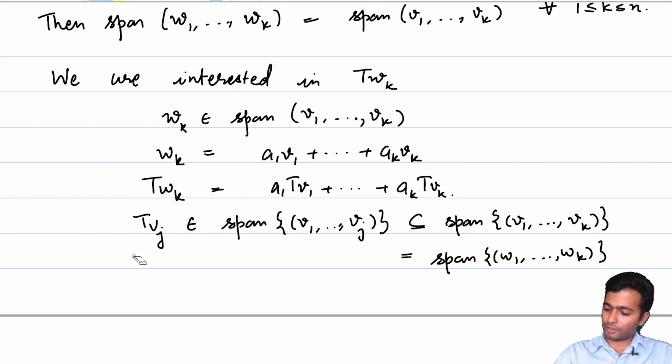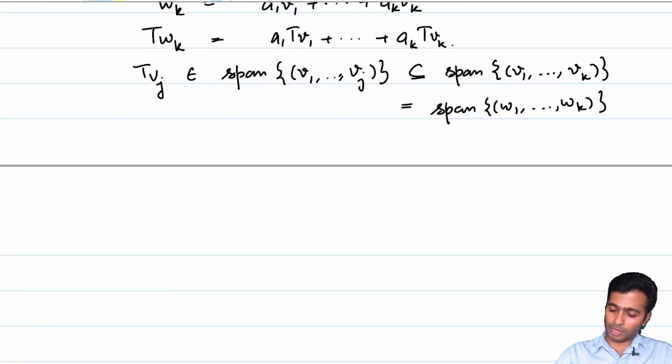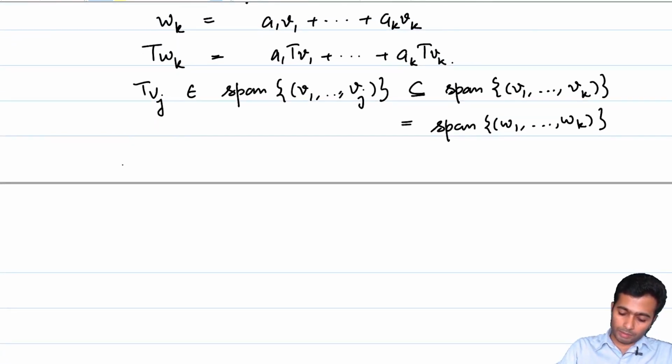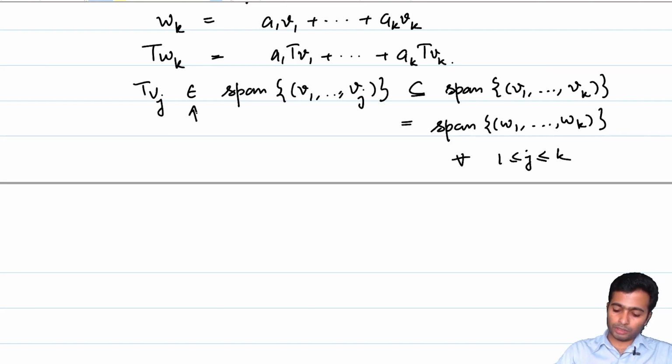So what do we have? Each of the TVJ belongs to the span of W1 to Wk for all 1 less than or equal to j less than or equal to k. Why is this the case? This relation comes up because of the fact that the matrix of T with respect to beta is an upper triangular matrix.